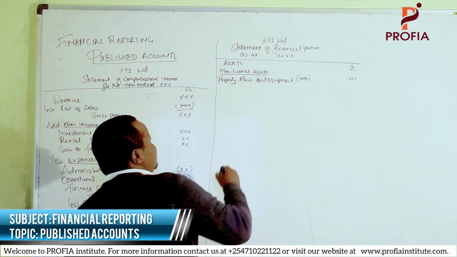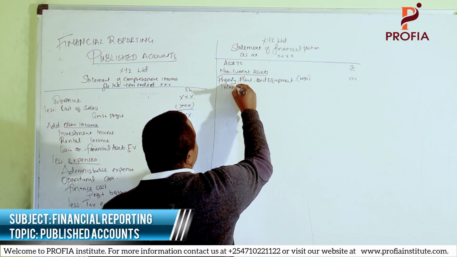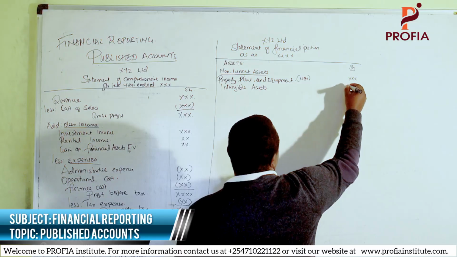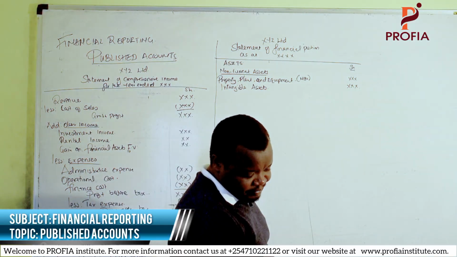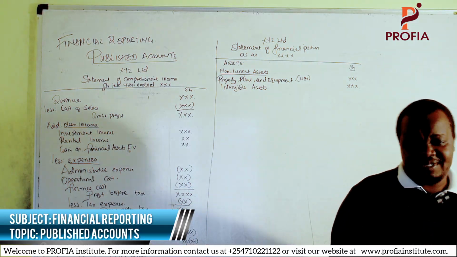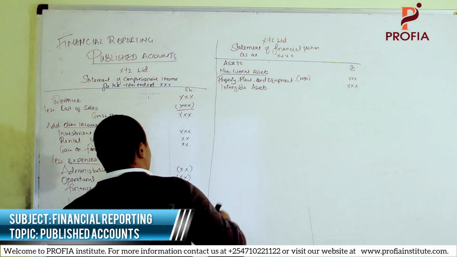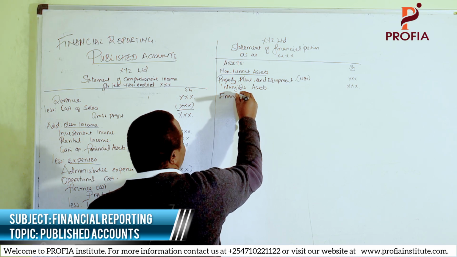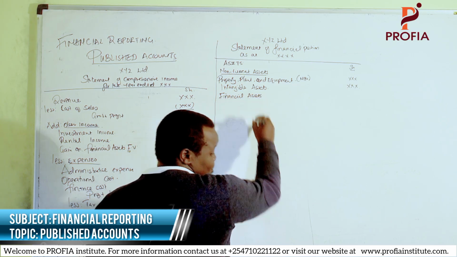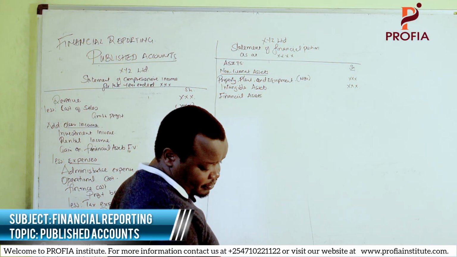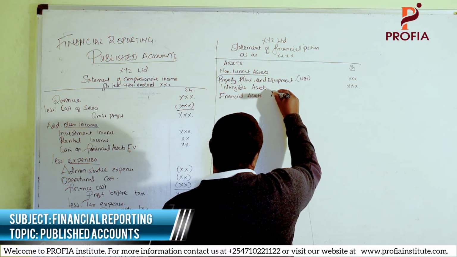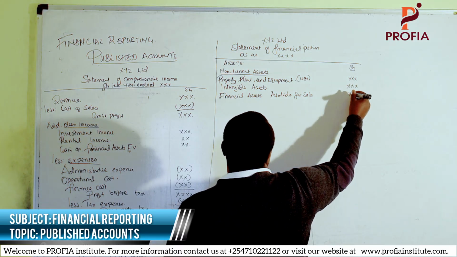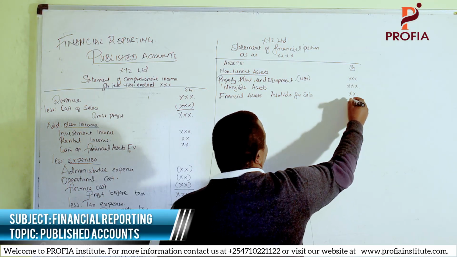The other thing I want to see is intangible assets. If there is any intangible assets. Just for the purposes of format, we can also have financial assets. Financial assets available for sale. Financial assets available for sale.